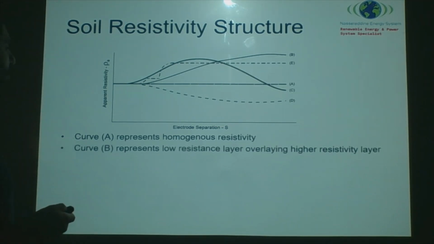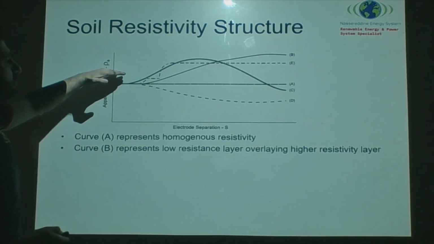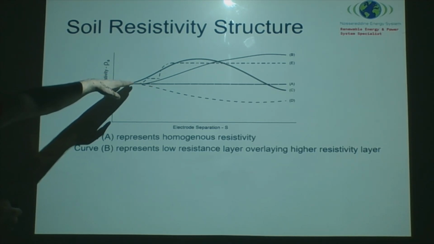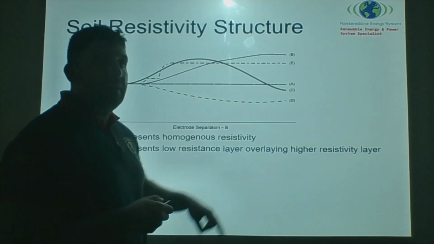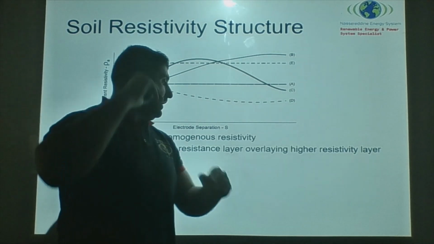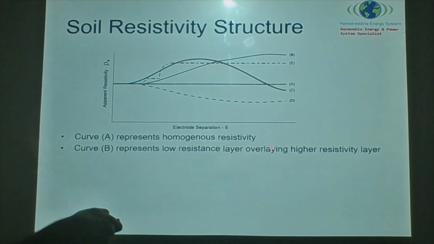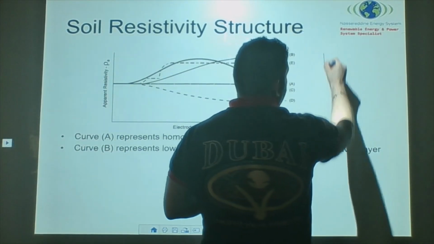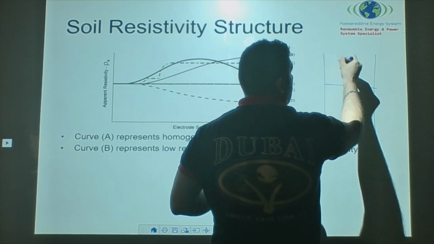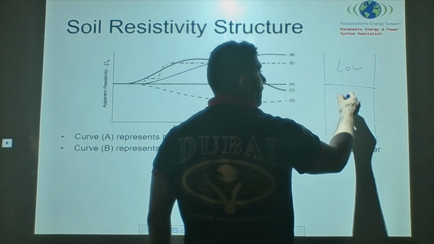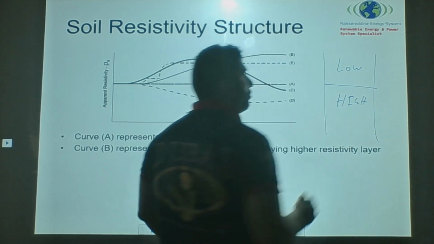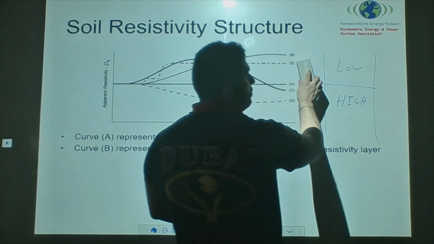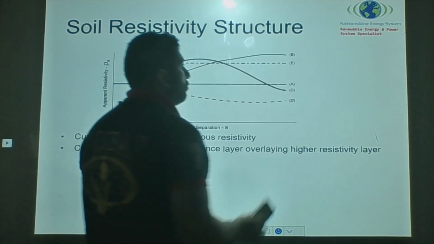Let's look at B. What does B tell me? Low soil resistivity at the beginning, and then high soil resistivity. So I have 2 layers. The top one is a low resistivity layer overlaying high soil resistivity. So this is my ground. I have low soil resistivity, and I have high soil resistivity. So I have 2 layers. The top layer is low soil resistivity. The bottom layer is high soil resistivity.